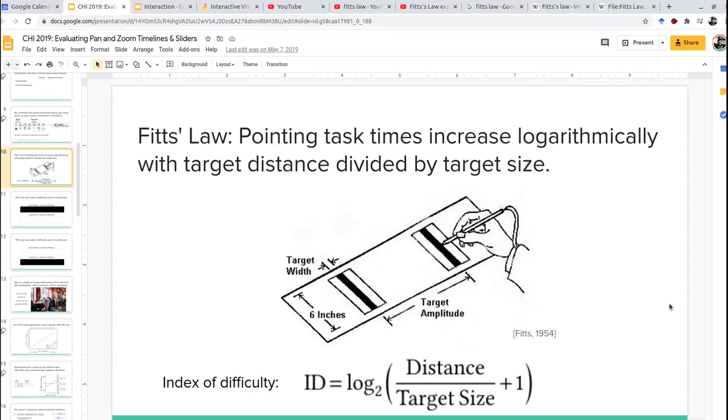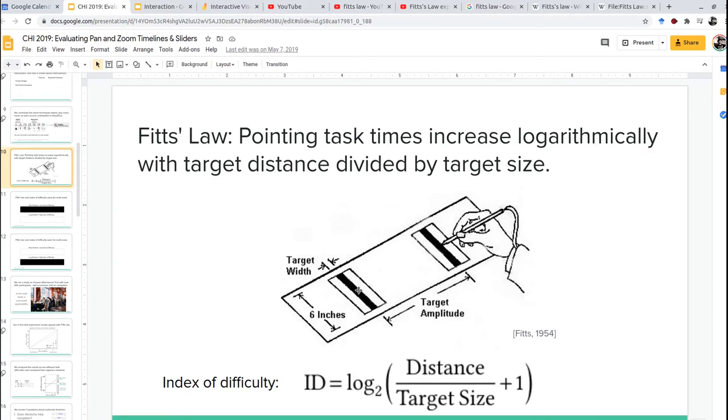Hey, so I wanted to give you a quick intro to Fitts's law, which is used in HCI to model pointing tasks. It was a study in 1954, and it was used to measure how long it took participants to navigate from a starting point to a target that has a certain distance from the starting point and a certain width. And so they used the stylus here to navigate there.